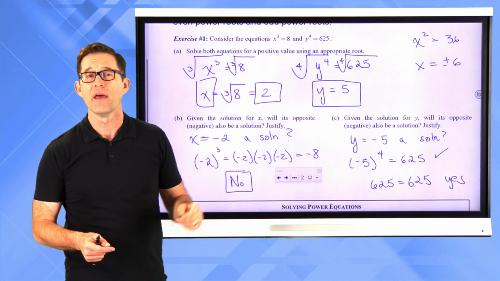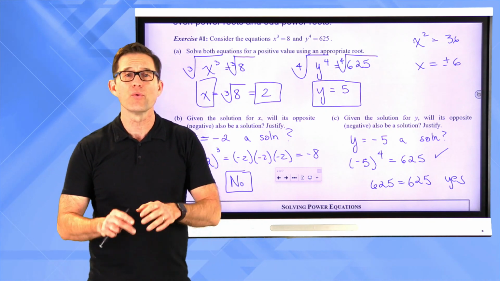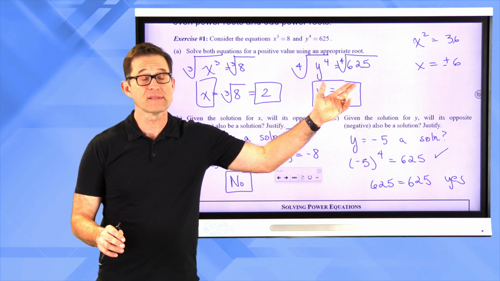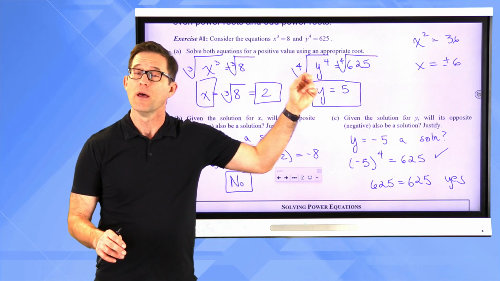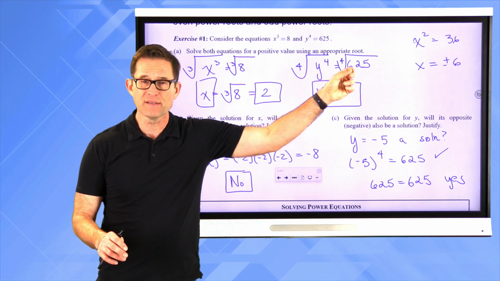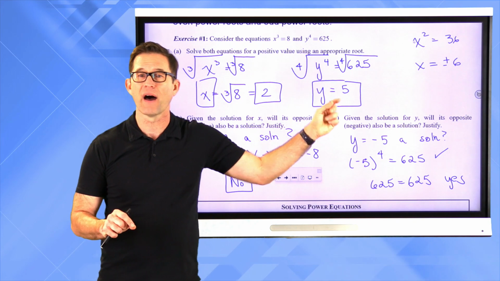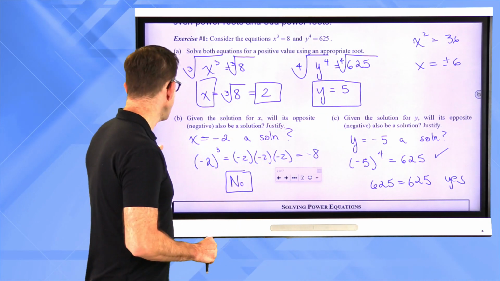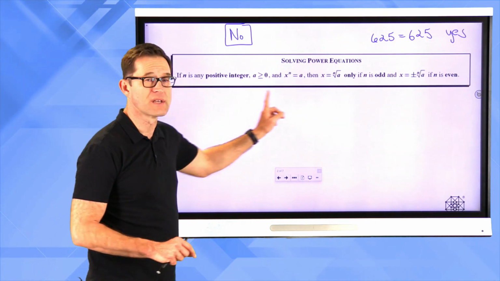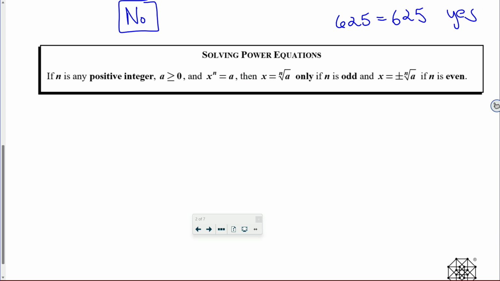On the other hand, if you're taking a square root, a fourth root, a sixth root, an eighth root, or whatever of a positive number, because you won't be able to take an even root of a negative number, but if you take an even root of a positive number in solving an equation, you get both a positive value and a negative value. And all of that is summarized perhaps a little confusingly in this box, but let's take a look at it. Solving power equations.